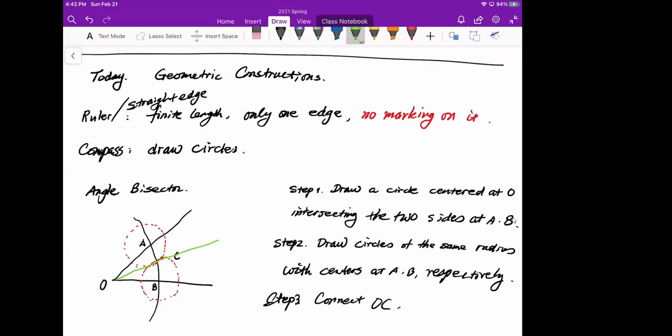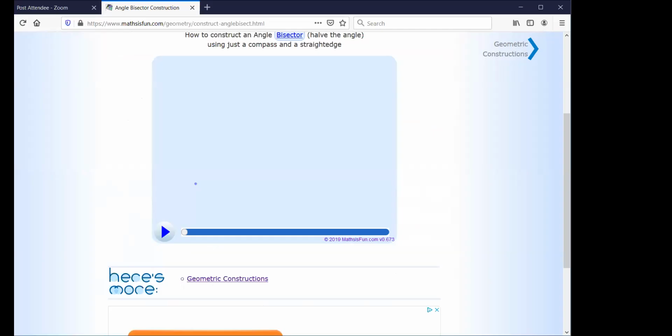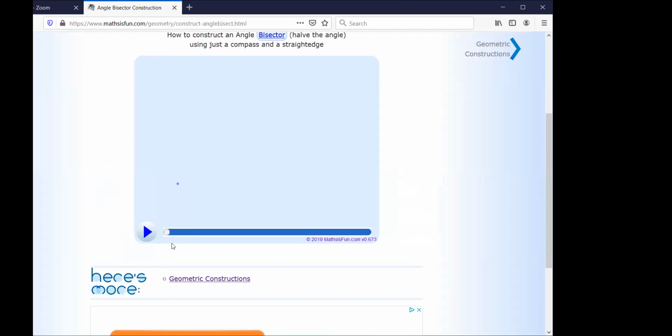So let me show you. I Googled the internet and there are many websites that show you how to do this. So let me share one of these. Let me do one thing with you. Can you see my screen here? Everyone, can you see my screen here? It's a website from the internet. So let's see how we can do that.